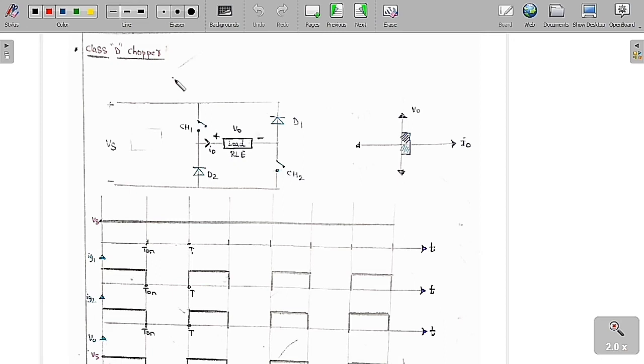Class D means the first and fourth quadrants. You can see clearly this is the circuit diagram. This is the supply voltage plus or minus Vs. This is chopper 1, chopper 2, diode D1 and diode D2.